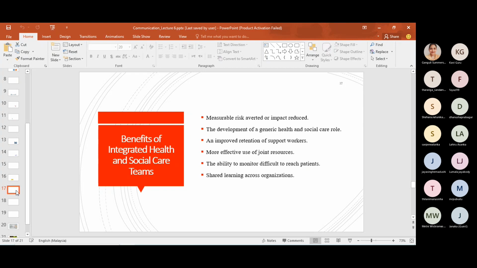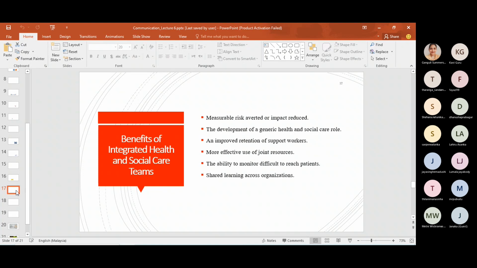And then there will be an improvement in the retention of support workers as well. Retention of workers means workers staying on at their workplace. Previously we discussed job satisfaction, right? When people are satisfied with their job, the retention is high. The more they are satisfied, the longer they will stay in their workplace, because when job satisfaction is high, retention is high as well.